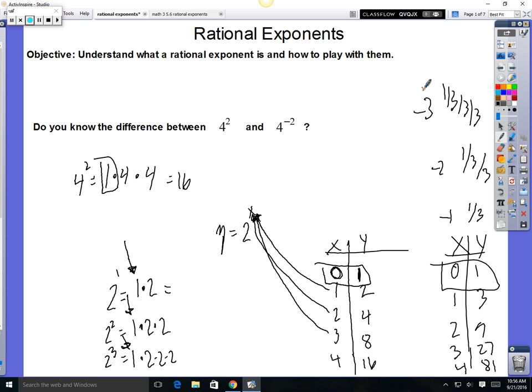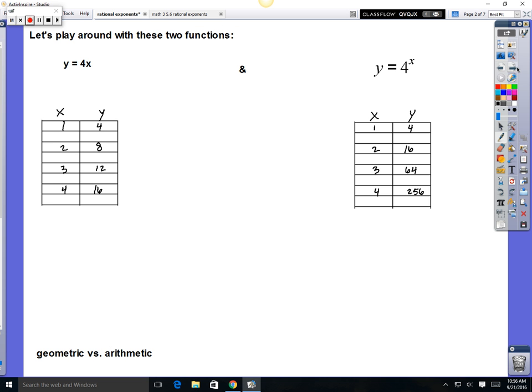So negative exponents are repeated division. Positive exponents are repeated multiplication. And if your exponent is 0, 2 to the 0 is 1, 3 to the 0 is 1. 1 is important. That's what you start out with. That's the beginning.